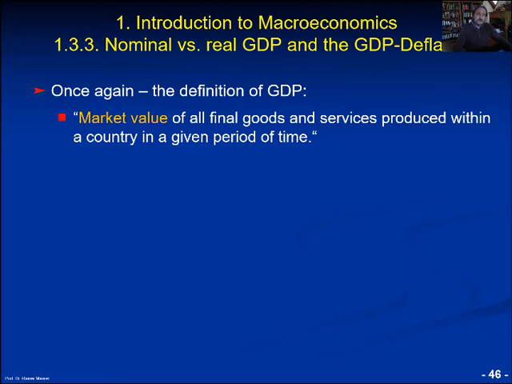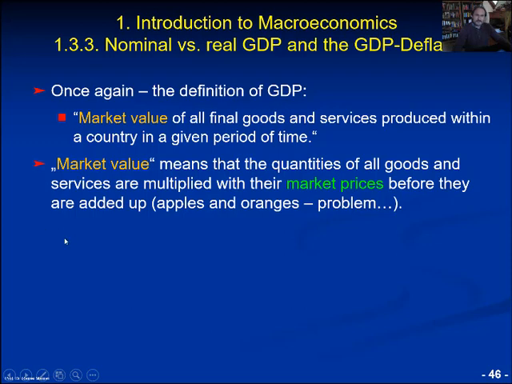According to the definition of GDP, we measure the market value for all goods and services produced within a country in a given period of time. Market value means, however, that the quantities of goods and services are multiplied with their market prices before they are added up. You remember, we used this trick to solve the apples and oranges problem.